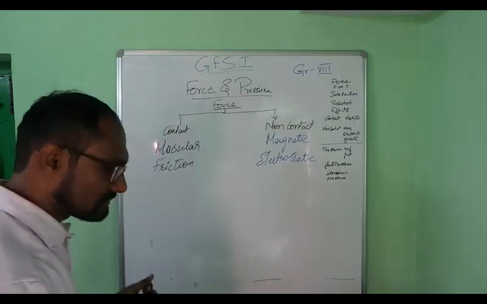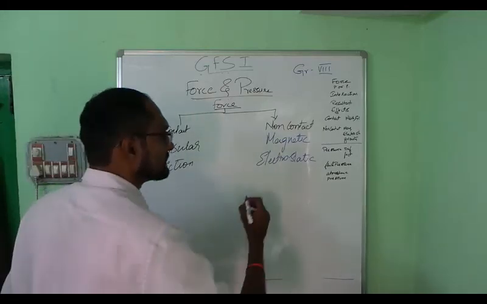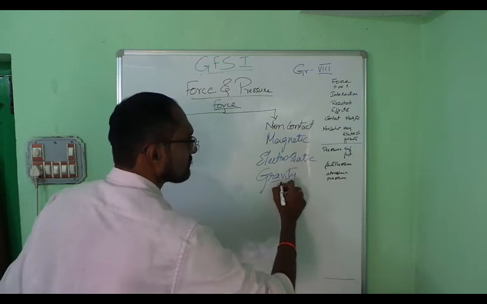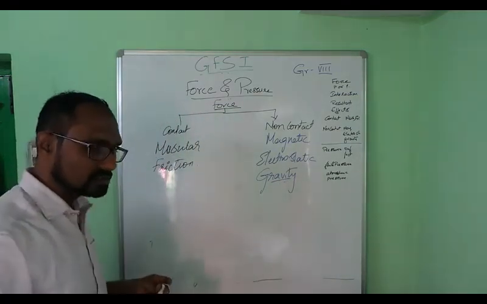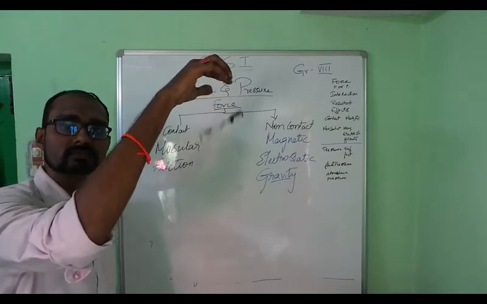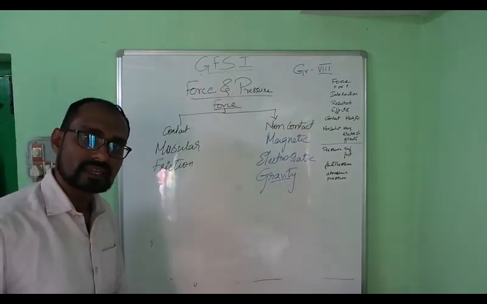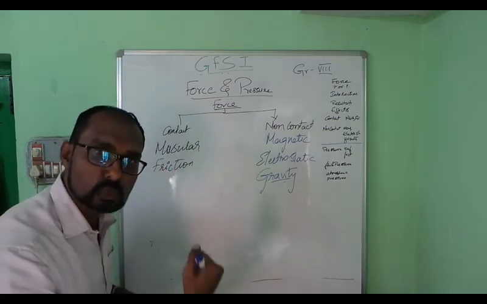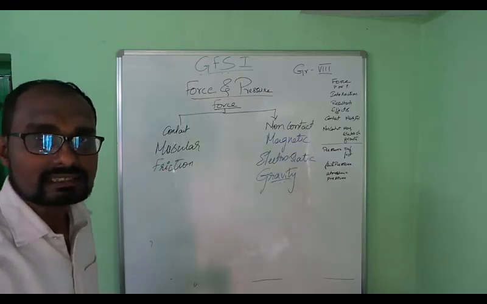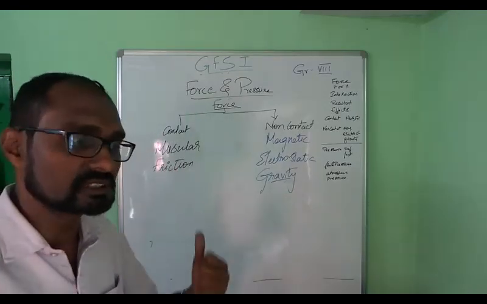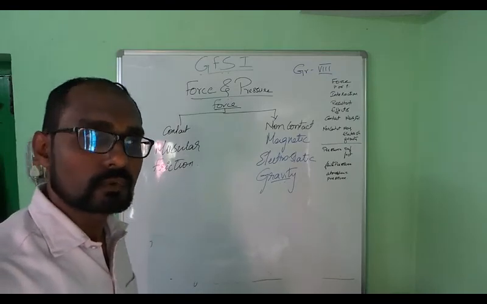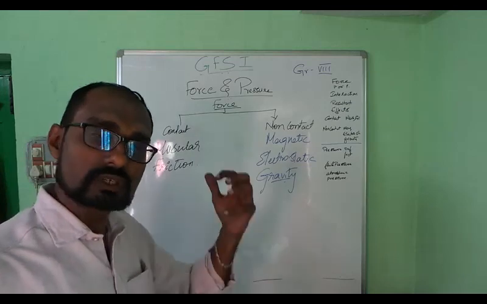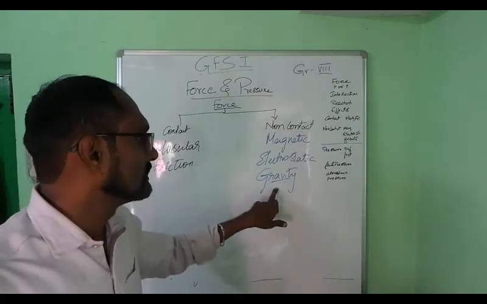And a third one is something which we are very familiar with, that is gravity. So if I drop an object which is falling down, why is it falling down? Because the earth is pulling it towards itself. The earth is pulling the object towards its center. So that force with which the earth attracts any body around it towards itself is called gravity.